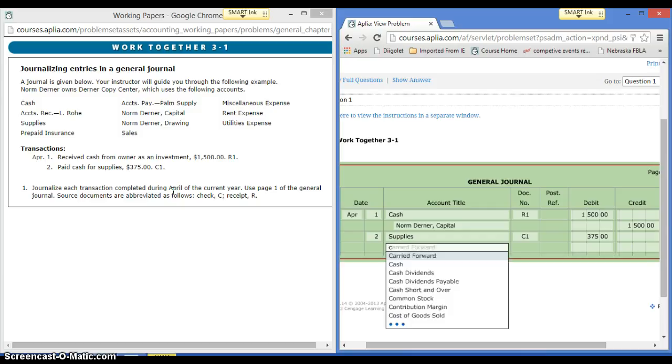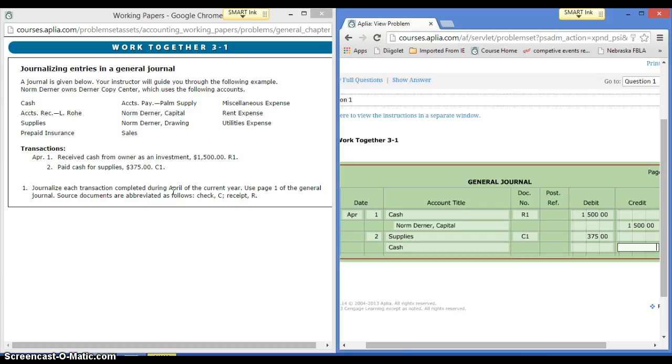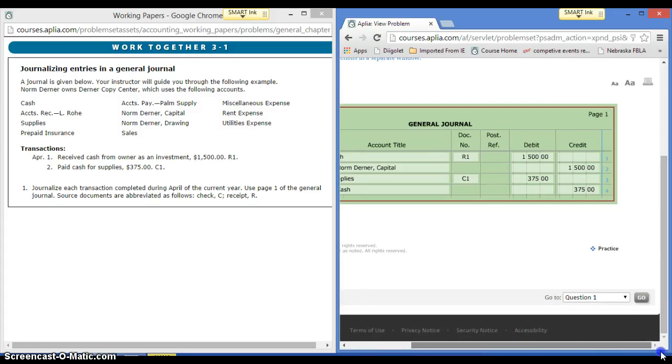We know cash is an asset being credited because it's going down. We paid cash for it. And we're going to put in our 375 in our credit spot. When you go to put these in, you could tell from this video that it automatically will indent your credits for you, so you don't have to. So we're going to go ahead and go to the on your own.